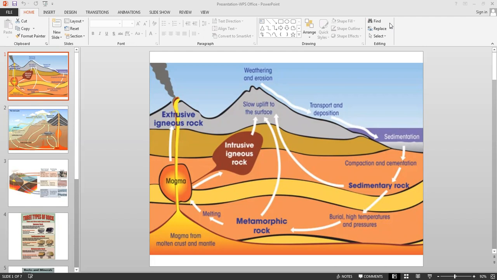Igneous rocks are formed through the cooling and solidification of magma. This is when the hot molten rocks rise to the surface. It undergoes changes in temperature and pressure that cause it to cool, solidify and crystallize.